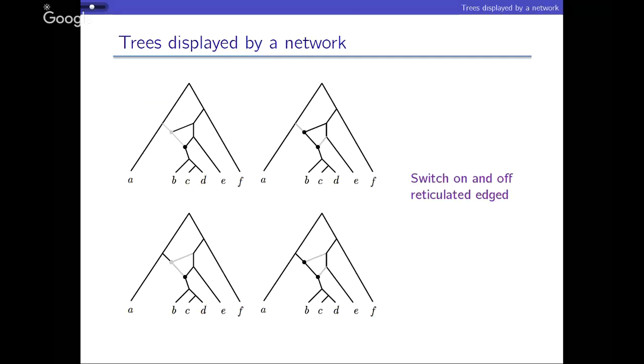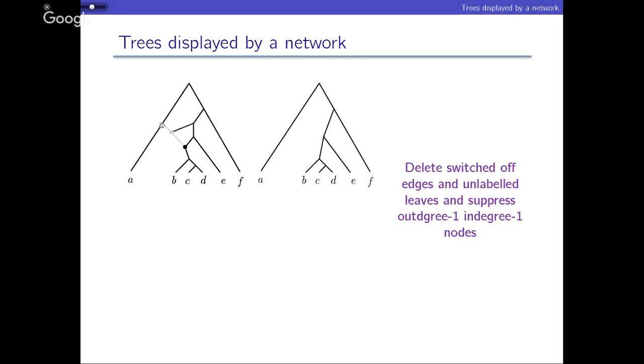If you want to see the trees that are displayed by a network, a way of doing it is the switch on and switch off trick. What we do is that for each reticulation, we switch on one of the edges and we switch off the other one. We do it for all reticulations of the network and all possible ways to do that. In the second step, we delete the switched off edges, and the leaves that are hanging without a label. And we also suppress the resulting nodes that have in-degree one and out-degree one. Once we have done this, we have the tree displayed by the network.